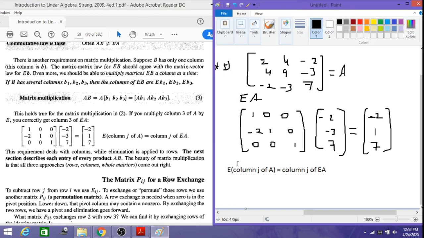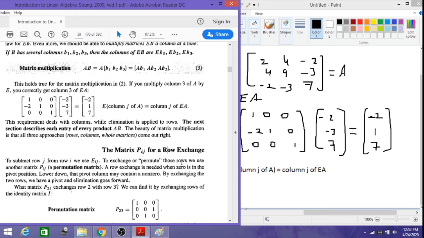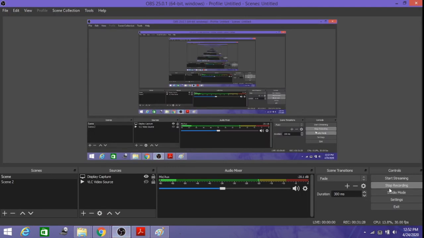Okay, so hope you have understood this topic, and in the next lecture we're going to talk about the usage of permutations in this matrix method. Thank you.